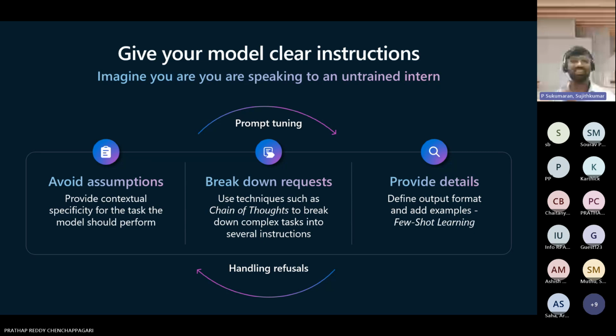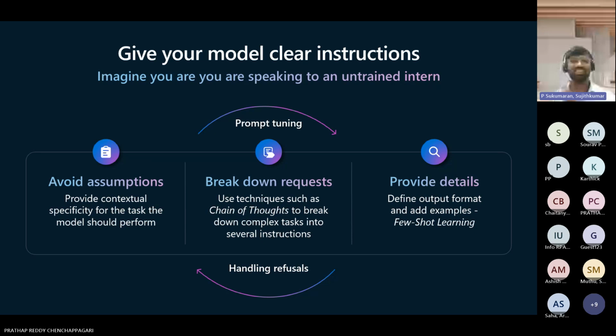So this is general best practice. If you give your model clear instruction, you can imagine how it's going to speak. So avoid assumptions. Provide context, specify the task your model should perform. Don't assume that it has that kind of intelligence. We have to clearly define what we are expecting from it, and break down the requests into simpler, smaller tasks and give the instruction properly. These are the best practices ideally.